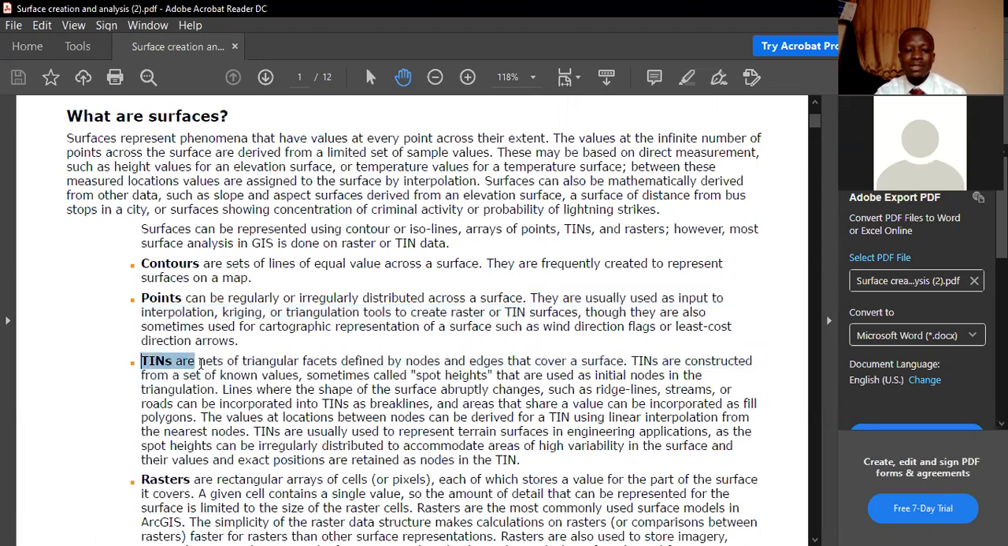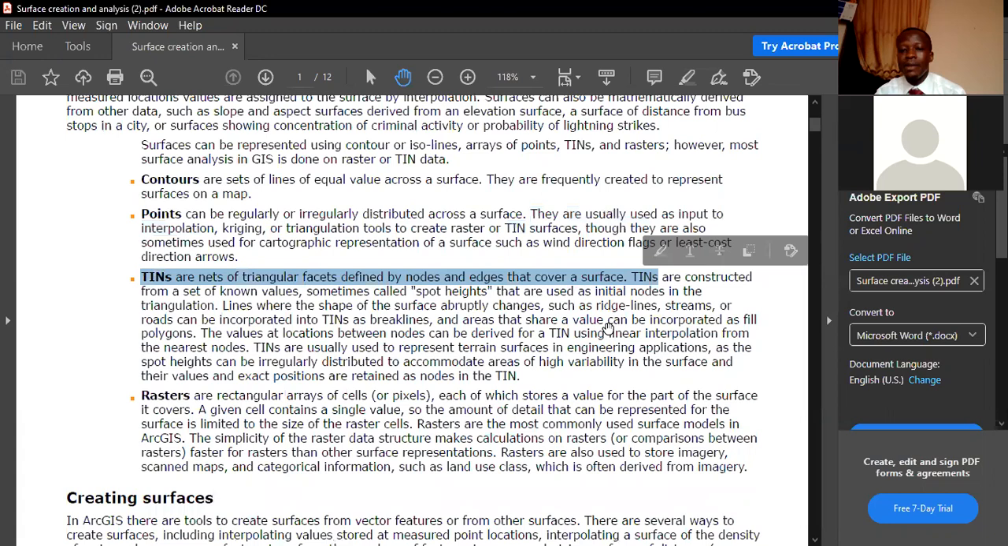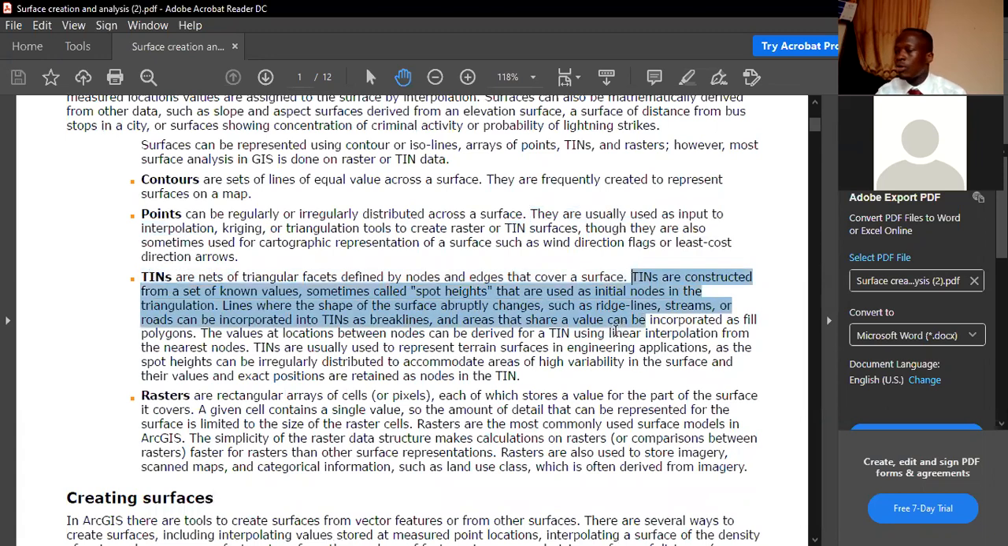So we've talked about the TIN, the triangular irregular network, the set of triangular facets defined by nodes and edges that cover a surface. A very important module for 3D modeling, when you want to do 3D modeling. Lines where the shape of the surface changes, such as ridge lines and streams, are incorporated into it. At the end of the day, it is just lines and triangular facets creating an impression of the elevated values. But like I said, it doesn't have to be elevation. It can be temperature. It can be any value that we are interested in.